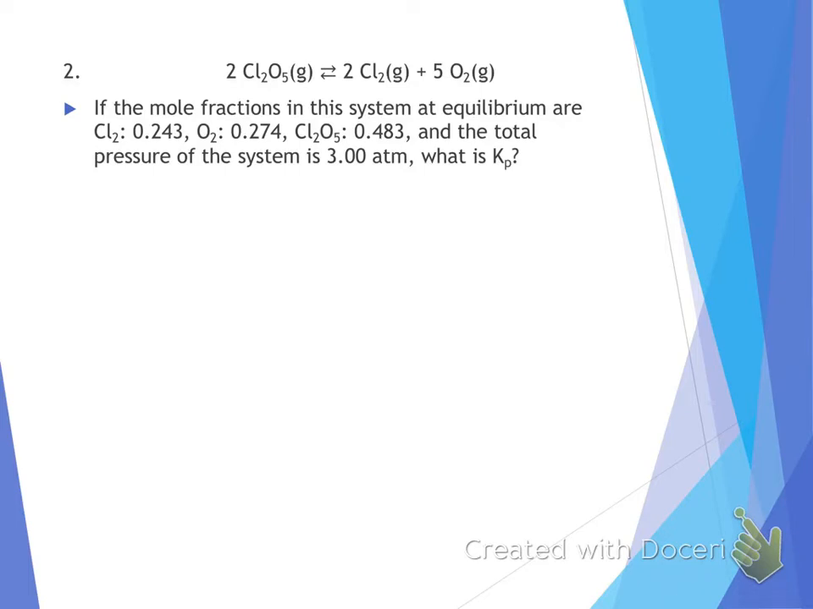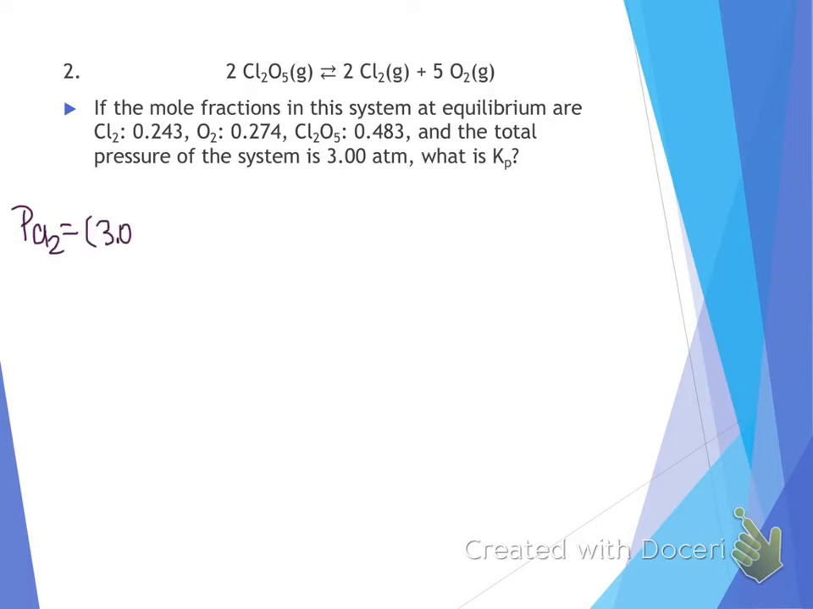It tells us the total pressure of this system is 3 atmospheres, and we're looking for our Kp. Well, remember we can use mole fractions to find our partial pressures, because if we need to find our Kp, we need to plug in our equilibrium partial pressures. That's what we got to go and find first. Find the partial pressures from the mole fractions, and we'll start with chlorine.